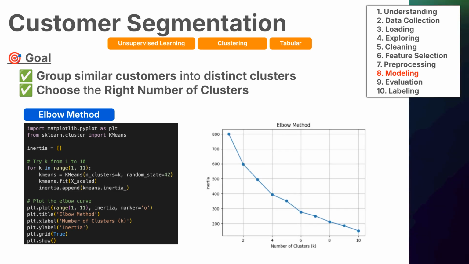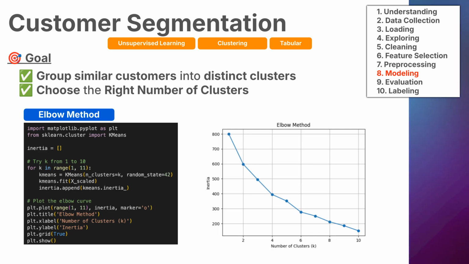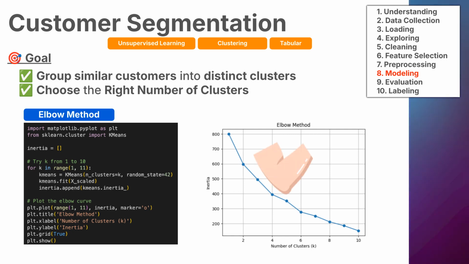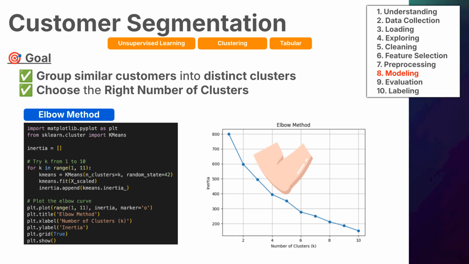This is the result. The curve drops sharply from 1 to 4, then begins to flatten around 5. It may be a bit difficult to find, but we can see a change in angle around number 5. From 5 onwards, the gain in clustering performance becomes smaller and smaller. So this point where the curve bends or elbows represents the optimal number of clusters.